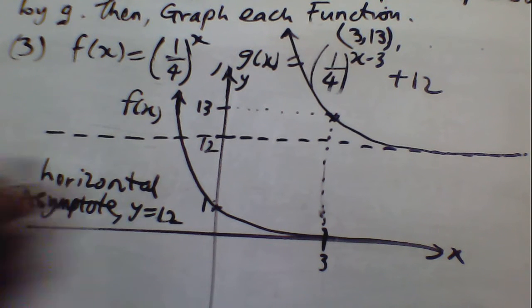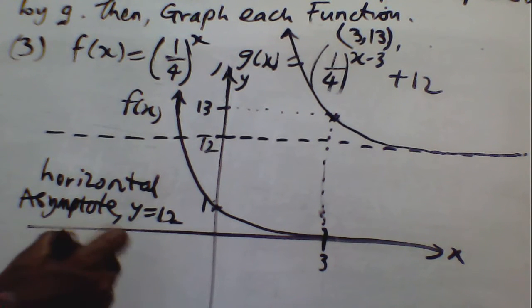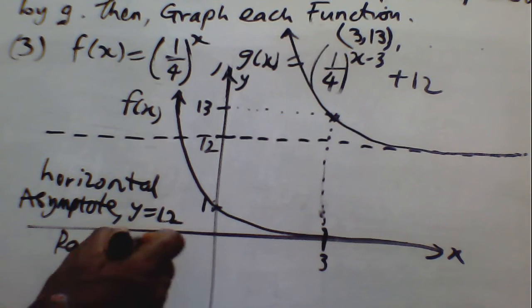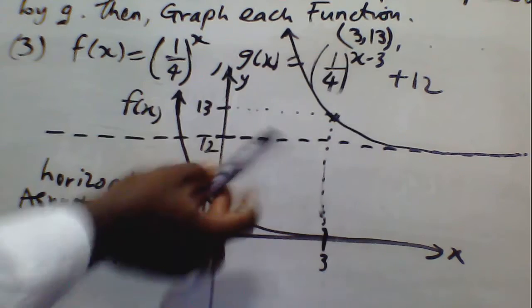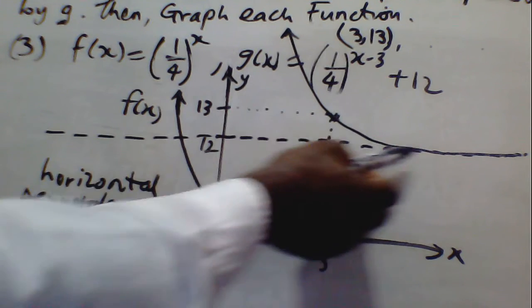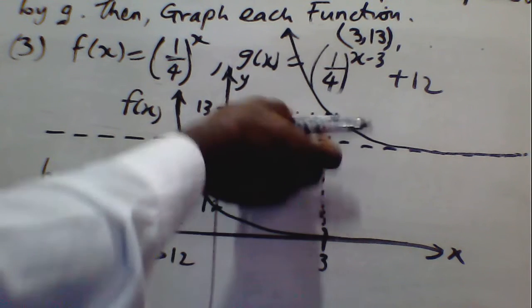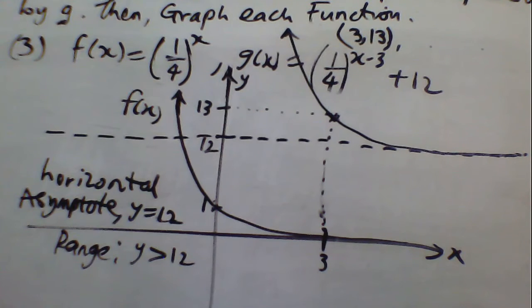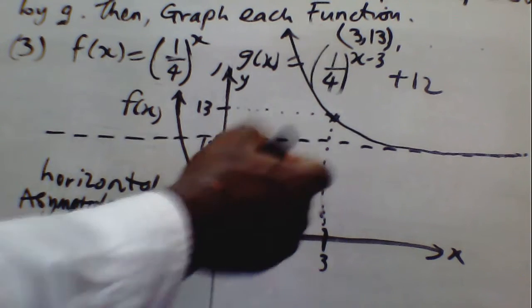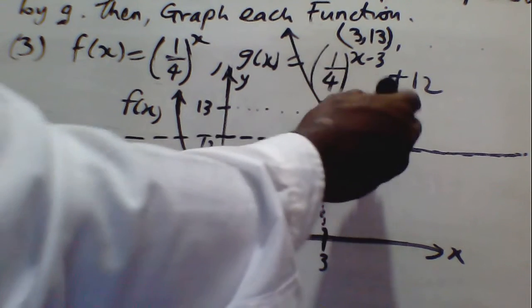Do you have any question? Range. The range is what? y greater than 12. y greater than 12, because see how it touches it, it didn't go down. So any value greater than 12 will satisfy the curve. So this is the graph of g of x.